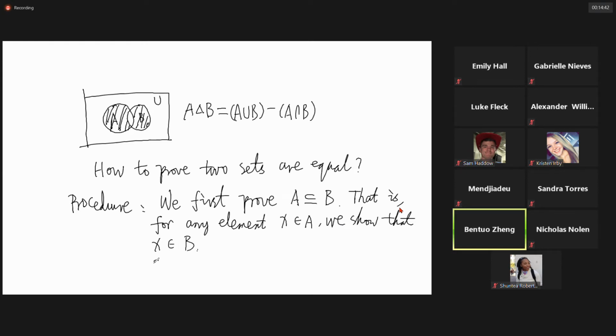And then second, we prove B is a subset of A. Once you prove these two results, then we get A equals B. So whenever you want to prove two sets are equal, you should follow these two steps. First, you show A is a subset of B, and then you show B is a subset of A. Once these two conditions are shown, you can claim A is equal to B. Okay, let's look at an example to see how we execute this procedure.